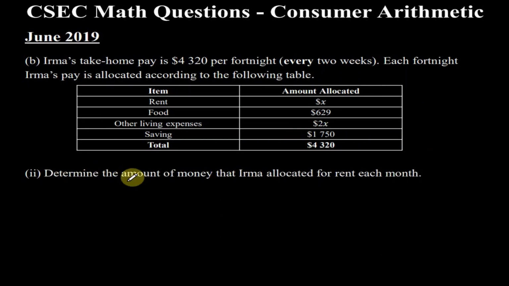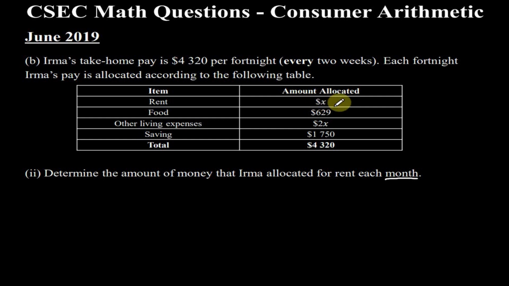Now looking at part 2 of the same question. Determine the amount of money that Irma allocated for rent each month. Now, we want to pay attention to this right here, the time period, which is month, because all the information in the table is with respect to 2 weeks. This all relates to a 2 weeks period, right?